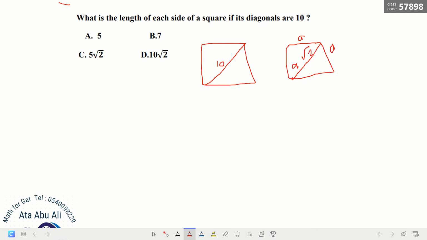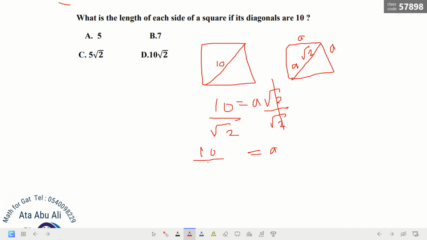That means, if I write it now, 10 is equal to A square root of 2. If you divide both sides by square root of 2, square root of 2 goes with square root of 2, that means A is equal to what? A is equal to 10 over square root of 2.